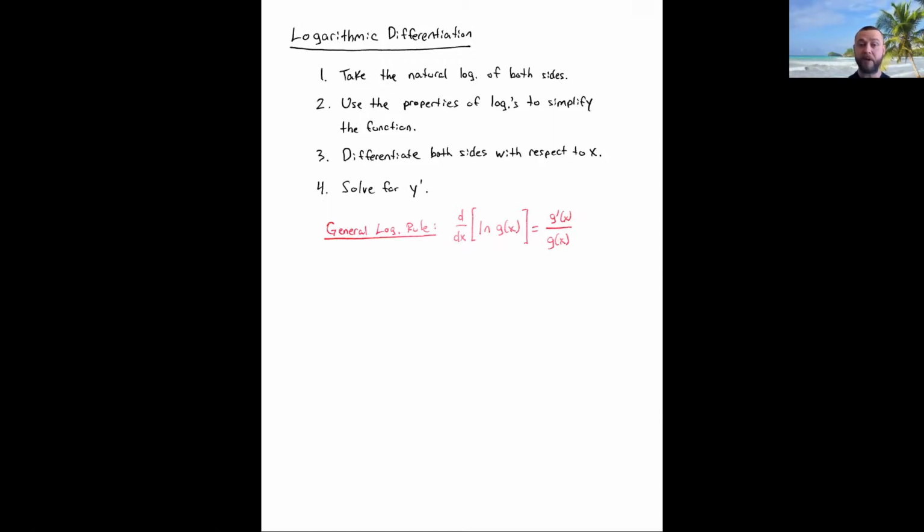Now, once you've done that, you can then use the properties of logs in step 2 to simplify the complicated side, split it apart using the multiplication-addition property and division-subtraction property, properties 1 and 2 of logs. Once you've fully simplified that as much as you can, we're going to differentiate both sides with respect to x, keeping in mind, maybe you want to think of when you differentiate y using implicit differentiation. And once we differentiate both sides, it's just a matter of solving for y prime.